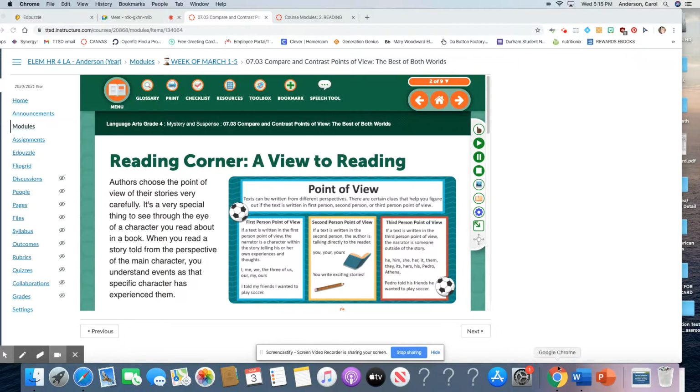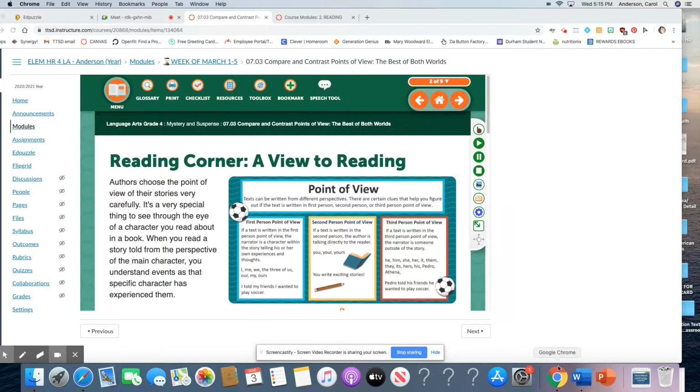Or I might say, okay, we're going to make chocolate chip cookies. You need to go get some flour and put 1 cup of flour in. You need to pour the chocolate chips in. You need to crack the eggs. That's second person point of view. So it's not a common point of view that's used when you're reading stories.